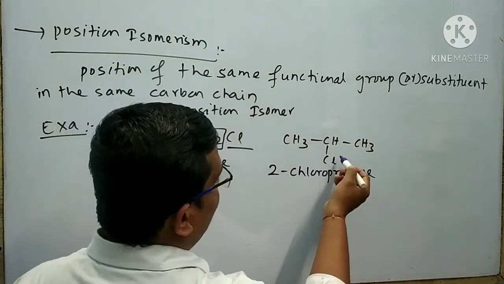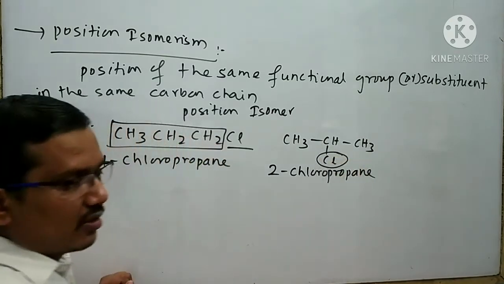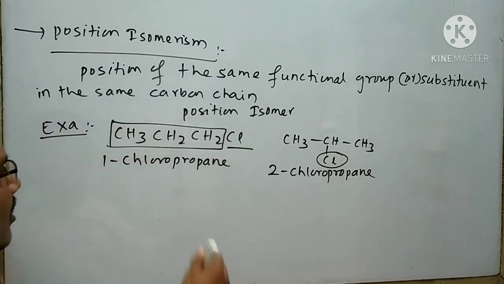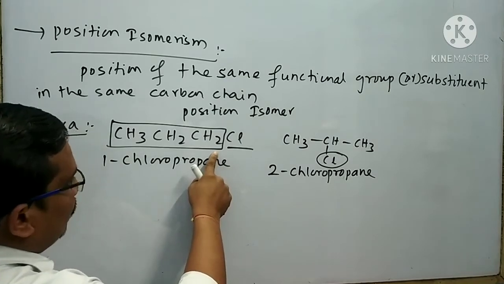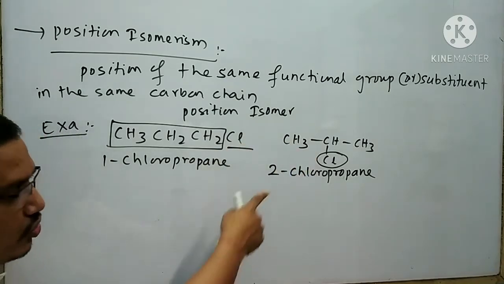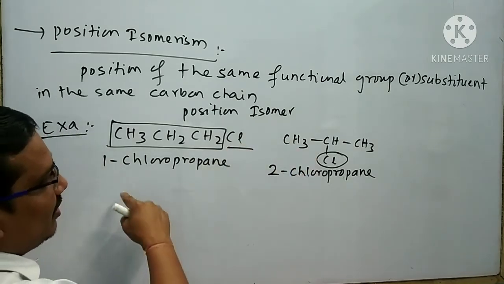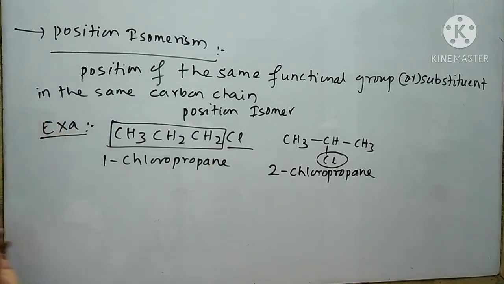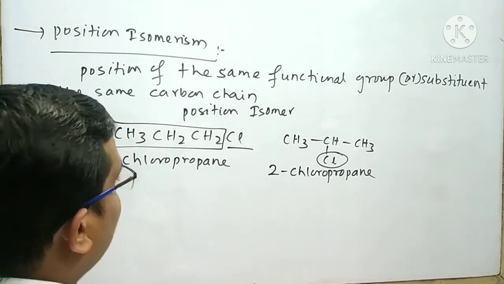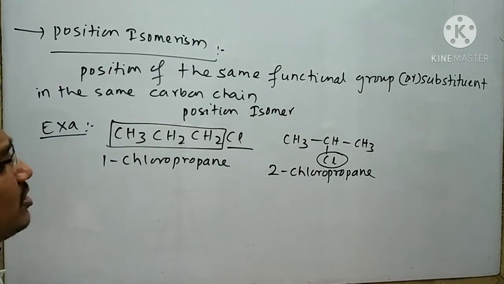Look at that. Here the position of the substituent changes. Here the position of the substituent is 1. Here the position of the substituent is 2. That means these two compounds have the same molecular formula, but they are different in the position of the substituent. So these two compounds are said to be chain isomers of each other.